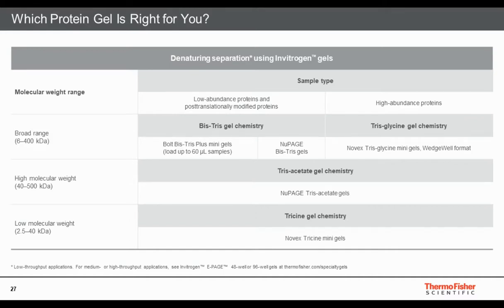The Tricine gel is designed for optimal separation and transfer of smaller molecular weight proteins and resolves these proteins towards the middle of the gel, thereby preventing or minimizing the blow-through effect during transfer that impacts the small molecular weight proteins.